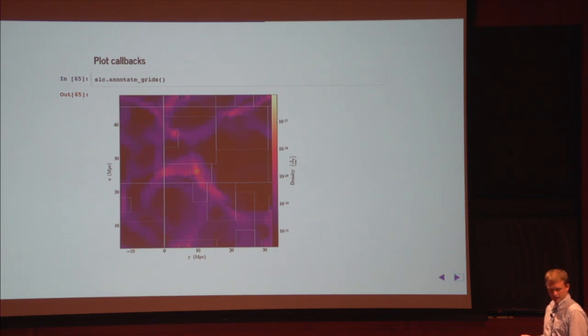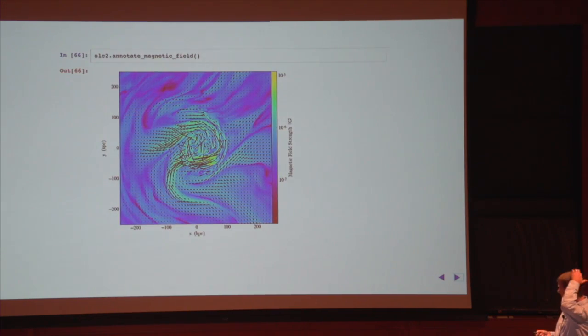If I'm taking a slice and I'm curious to see what the grid structure is in an AMR data set, I can call annotate grids. This is an example of a plot callback where I throw something on top of the plot. So this shows you where the boundaries of the AMR grids are. Let's go back to that galaxy cluster data set. Annotate magnetic field gives me the magnetic field vectors.